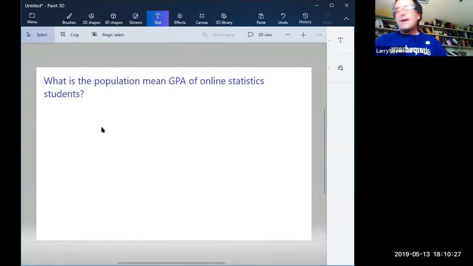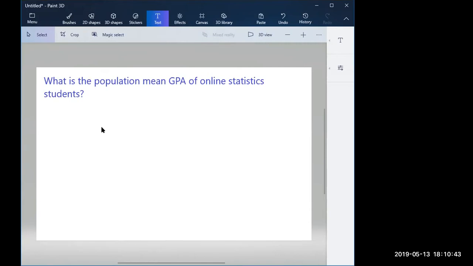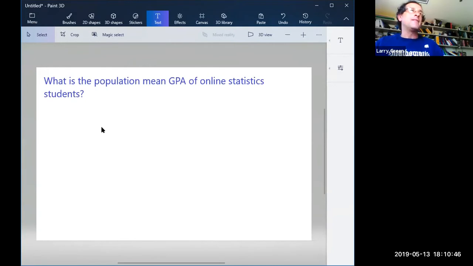I could have put all students because I'm actually taking a class right now, so I'm officially a student, not statistics though. I don't need to take that one again. So what is the population mean GPA of online statistics students? The first thing is, can we come up with that? We'll call it in America if you want, just to keep it national. Or actually, maybe in the world is fine. They probably teach online statistics in other countries.